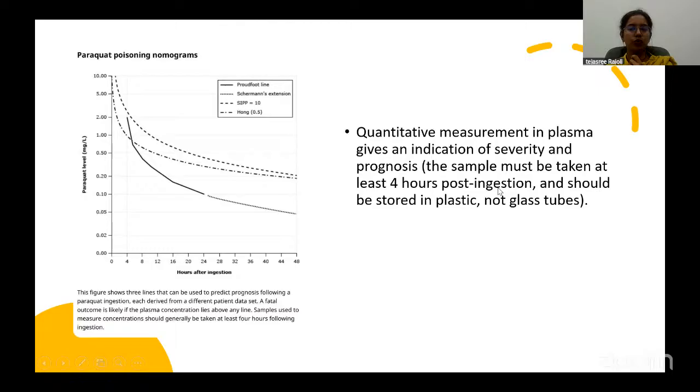The sample usually has to be taken 4 hours post ingestion because it takes a minimum of 4 hours to reach the blood levels.